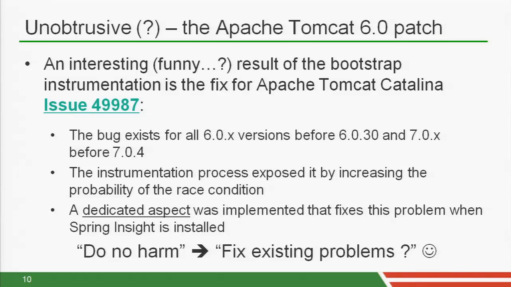And what happened is Spring Insight, for some reason, increased the chance of this race condition. It just exposed it. It did not cause it. It became more likely. And for some reason, that specific application for that customer, it became very frequent. The timing was such that the race condition almost always occurred. So we have a special patch inside the Tomcat instrumentation that we wrote that actually fixes this bug. So we are unobtrusive, but real life, so we are obtrusive here.